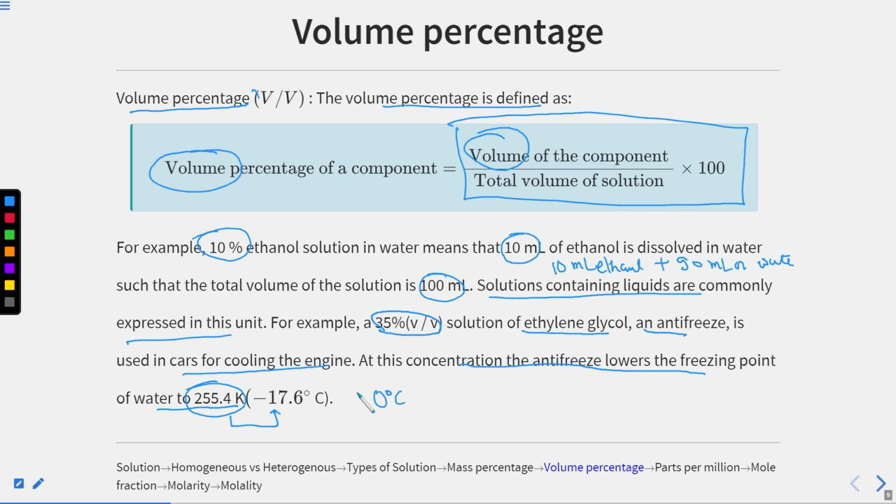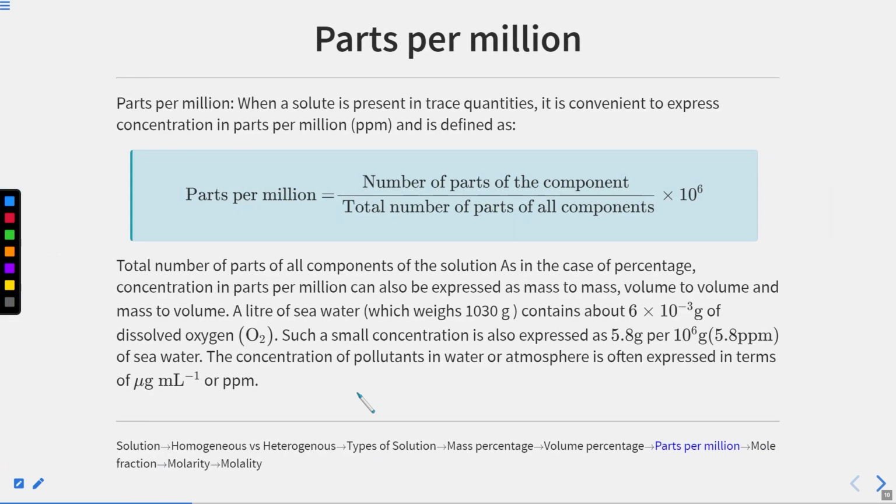So this is the volume percentage. Next we have parts per million. Now this parts per million is also an application. Each of these will have an application, and we'll see them one by one. So what is this parts per million? Parts per million is used in the case in which the solute is present in a negligible amount, in a very small amount.